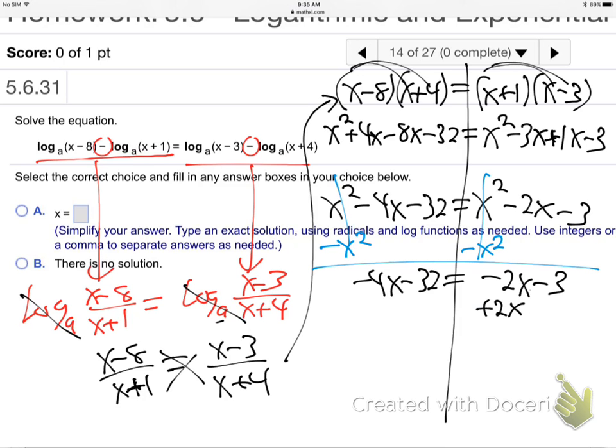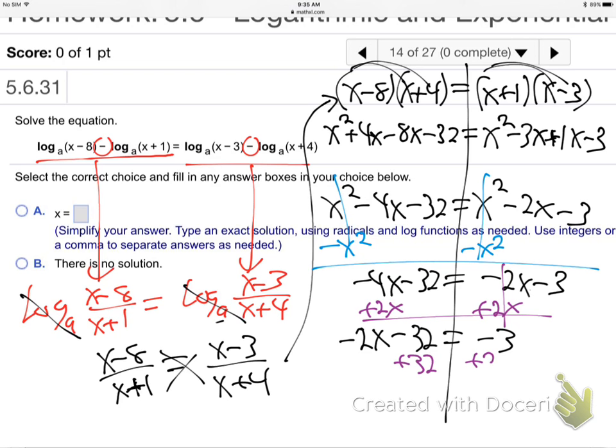Whatever. I'll just add 2x to both sides, whichever way. So add 2x, gonzo. And that gives me minus 2x minus 32 is minus 3. And then add 32. And that gives me minus 2x equals something. 29. Last step. Divide by negative 2. There it is.